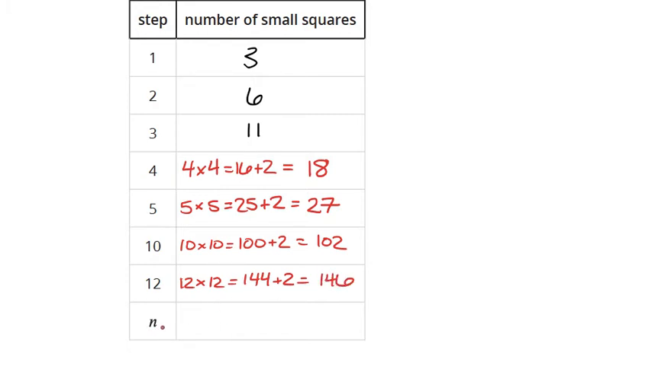Now, for n, we're going to look at what the pattern is here. First, what we're doing is we're taking the step number and multiplying it by itself, or in other words, squaring it. So I could write n times n if I wanted to, or a more convenient way to write that is n squared. Then I'm adding 2 additional squares to that. So my number of small squares at step n is going to be n squared plus 2.